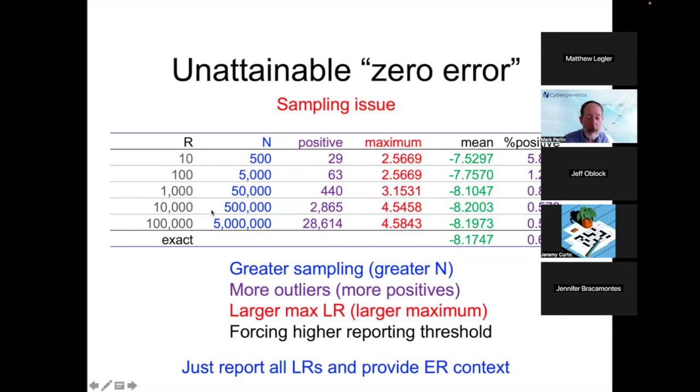The next column in blue, N, is 50 times that because we have 50 evidence genotypes. We have 10 samples and 5 extracted, inferred genotypes. So N goes from 500 to 5 million of the number of comparisons. And then purple shows how many were positive.